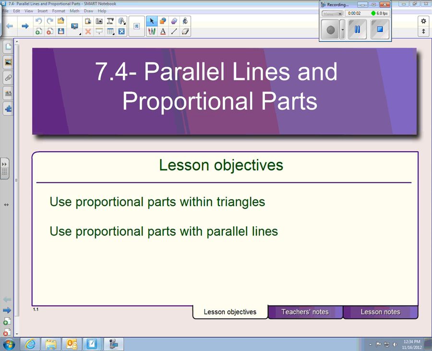Hello class, today we're going to finish the last section we're covering in chapter 7, section 4, parallel lines and proportional parts. Our objectives today are to use proportional parts within triangles and to use proportional parts with parallel lines.